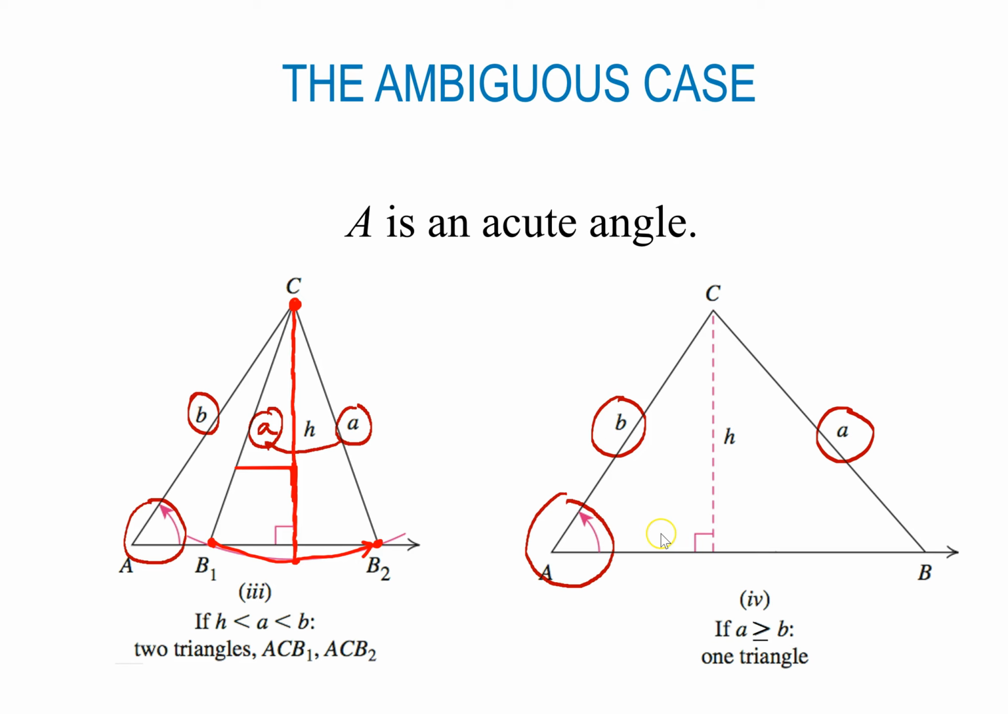Next case, and the final case for the acute triangles, is if you have an angle, and you have the B value, and then you look at the A value. The A value is actually even bigger than the B value. In that case, you just have one single triangle, because if this was to swing all the way back over here, it would go all the way here, and that would not even be the same triangle anymore. So there it is. There's your acute triangle cases.